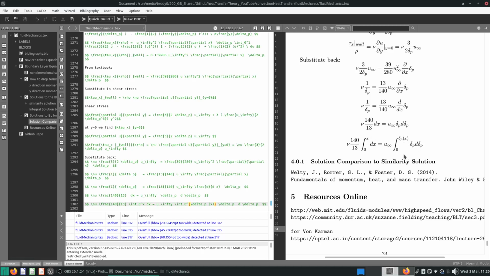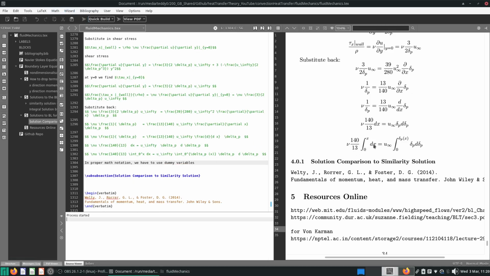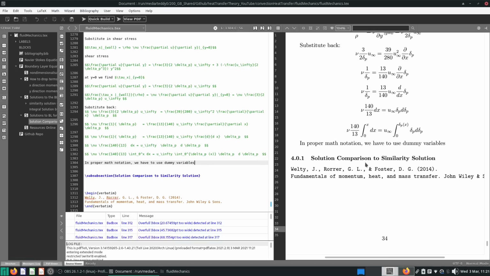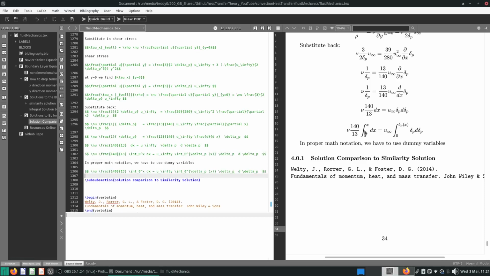Okay, so I mean there's a proper way to do this. We're actually supposed to change the limits. The limits are correctly called x, but you are not really supposed to integrate like this. You're supposed to swap out for something called a dummy variable. Okay, in proper math notation, we have to use dummy variables. So this x should not be called x, because we are integrating to the point x, wherever x is in that boundary layer.